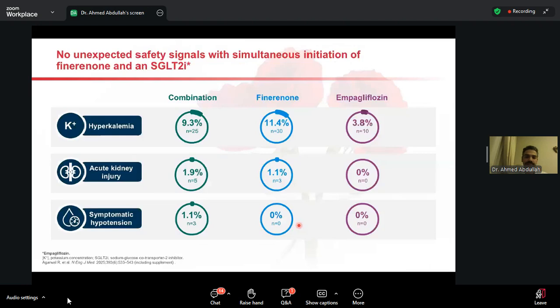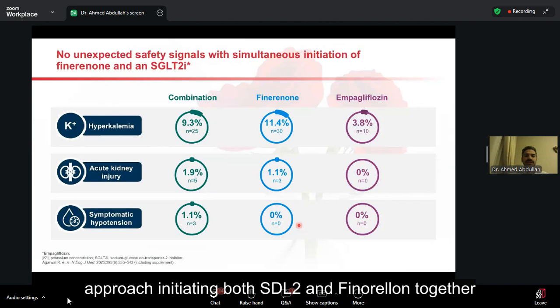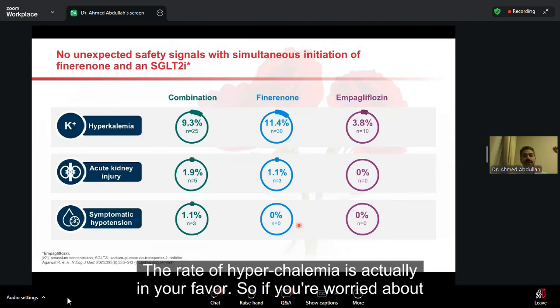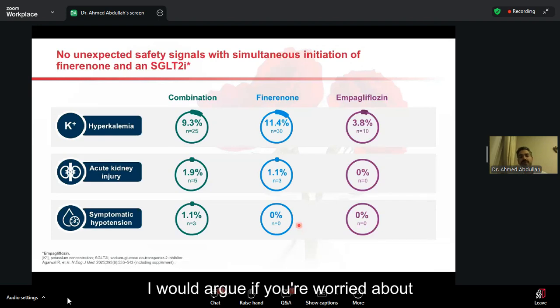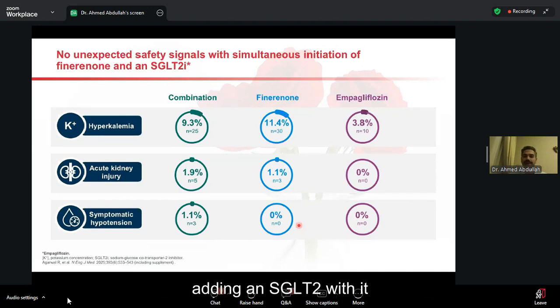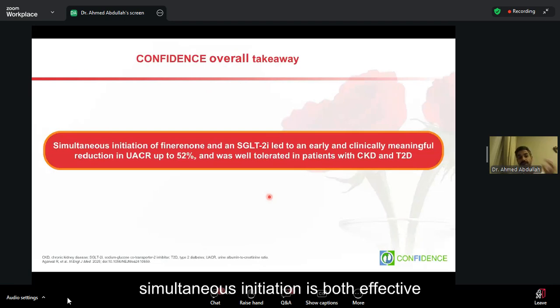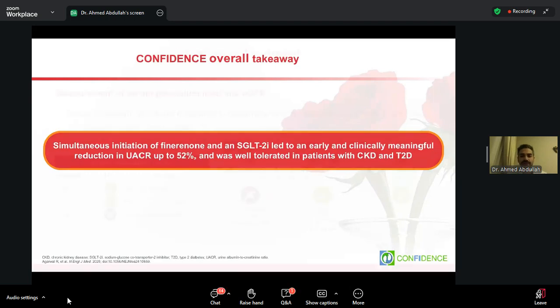Very minimal. So just to highlight the safety of a combination approach, initiating both SGLT2 inhibitor and finerenone together, the rate of hyperkalemia is actually in your favor. So if you're worried about initiating finerenone and having hyperkalemia, adding an SGLT2 inhibitor with it at the same time decreases your risk. So that was the overall takeaway message from the CONFIDENCE trial, that simultaneous initiation is both effective, leading to early clinically meaningful reduction of the UACR, but it's also well tolerated and very safe.